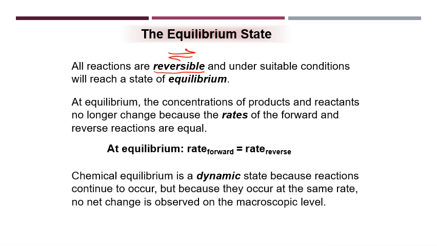When we reach equilibrium, the concentration of the products and the reactants are no longer changing because the rate of the forward and the rate of the reverse reactions are equal to each other. So chemical equilibrium is a dynamic state because the reactions continue to occur, but because they occur at the same rate, it appears as if nothing is taking place.